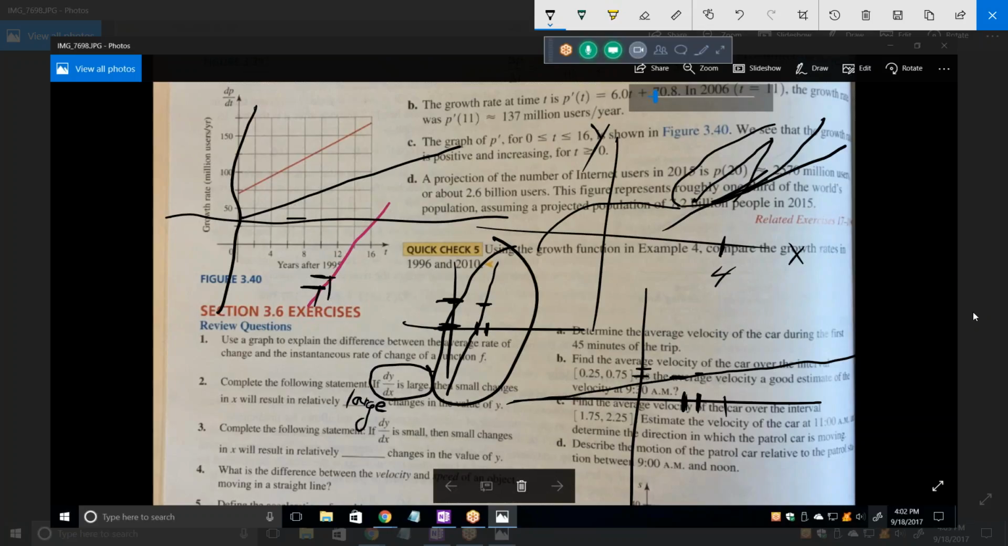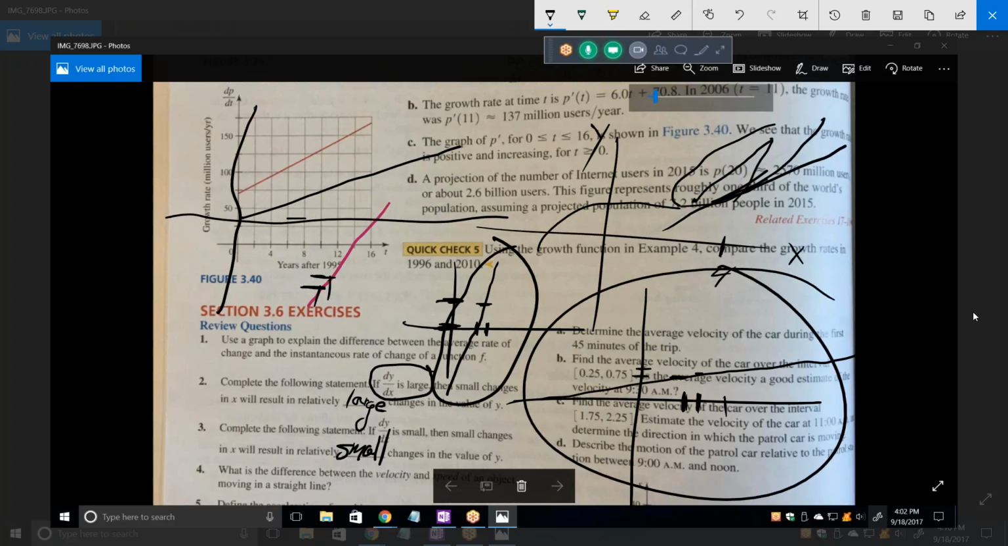Not small. Exactly, small. Not small, but small. You see why? In other words, for me to take this line over here.